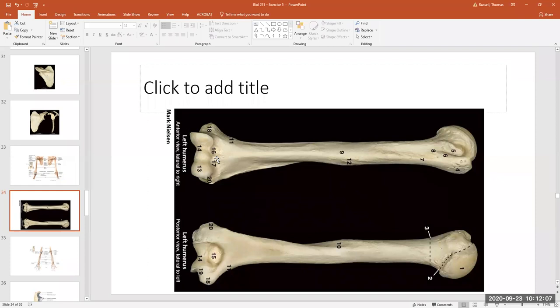Then on the posterior side of the bone, you have to recognize a larger fossa, which number 15 is in. This big indentation right here receives another bony projection from the ulna, and that's called the olecranon fossa. So there's two fossas we have to know: an anterior fossa, which is an indentation here, called the coronoid fossa, and the indentation here called the olecranon fossa.